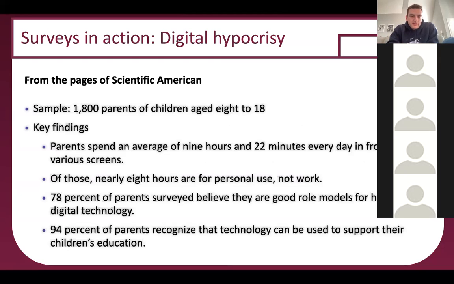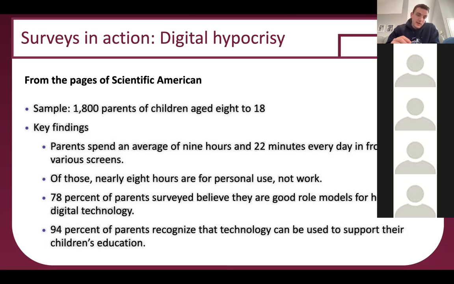Okay, so an example of this is digital hypocrisy is the name of this case study. So 1,800 parents, children of age 8 to 18. So we're surveying their parents. Parents spend an average of 9 hours and 22 minutes every day in front of various screens. Okay, so how did we find that? We surveyed them and asked them how much time they spent in front of a screen, and then got an average from that. Of those, nearly 8 hours are for personal use, not work. Okay, so we have 8 hours out of 9.5 hours that are used for personal stuff, not work.